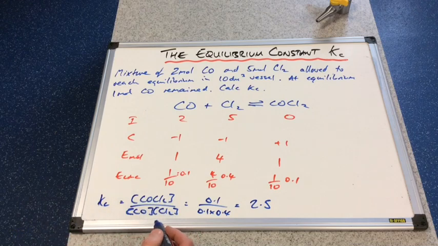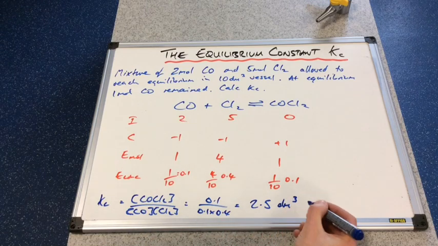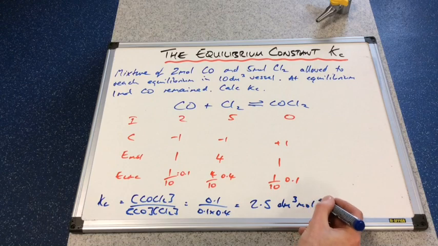The units would be, we've got 1 lot of moles per decimeter cubed on the top, but we've got 2 on the bottom, so effectively the units on the top would cancel with 1 of the units on the bottom, so we'll be left with 1 over moles per decimeter cubed, so that will become dm to the plus 3 moles to the minus 1.